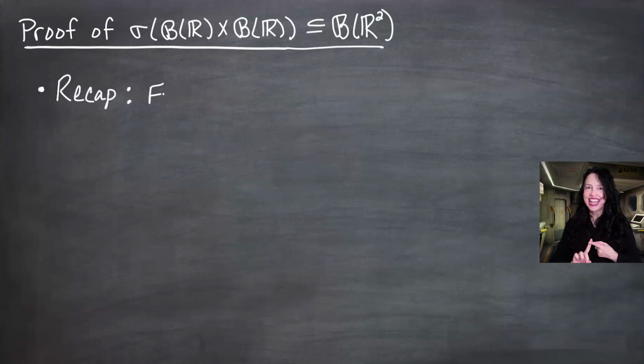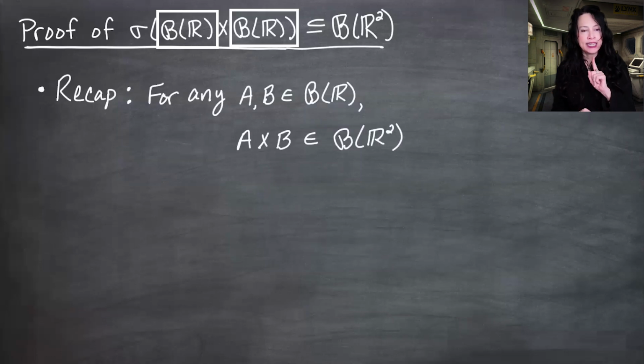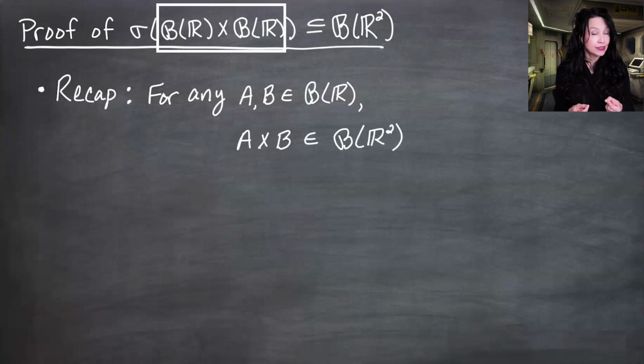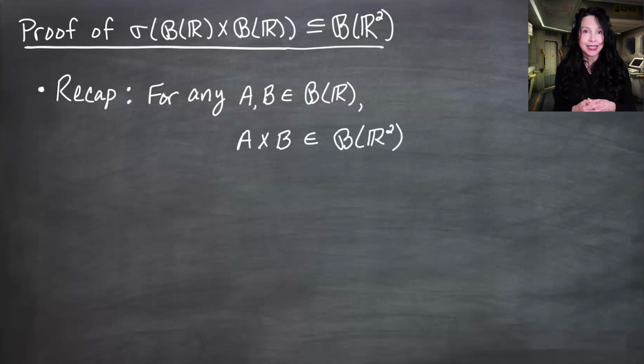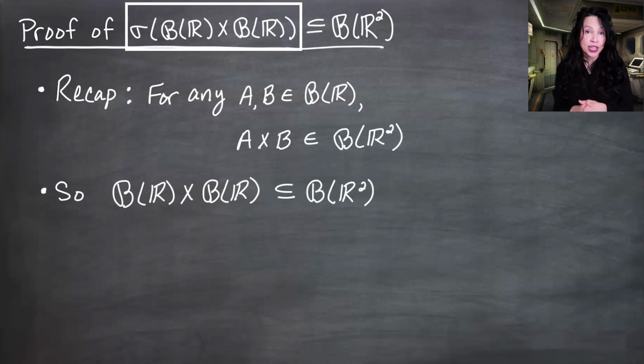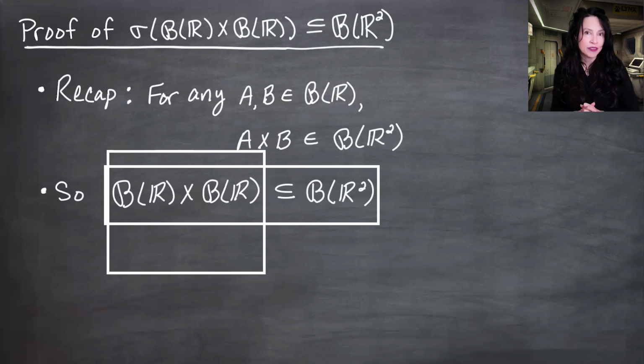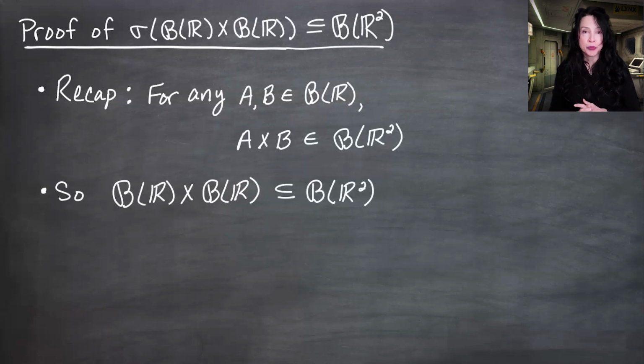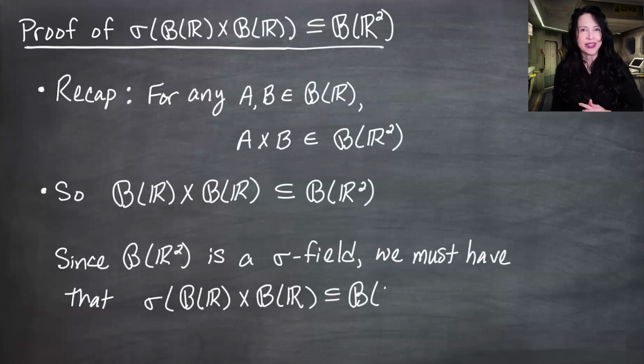So take any A in here and any B in here. We have shown that A crossed with B, which is a set in here, is in the Borel sets on R2. In other words, we have shown that the entire collection of Borel sets on R1 crossed with the entire collection of Borel sets on R1, those sets are contained in the Borel sets on R2. But the sigma field generated by these sets is the smallest sigma field containing these sets. And because this is contained in this and this is a sigma field, the sigma field generated by these guys must be contained in the Borel sets on R2. And that's what we wanted to show.